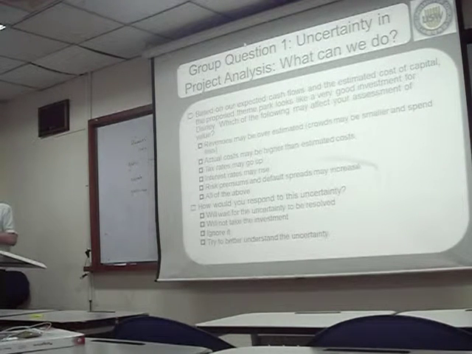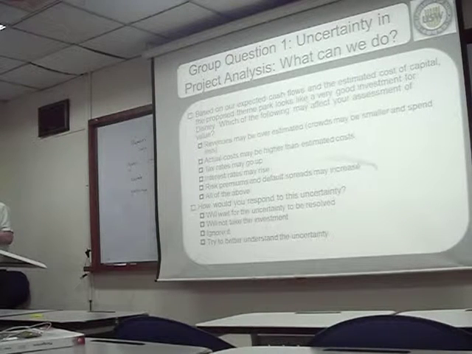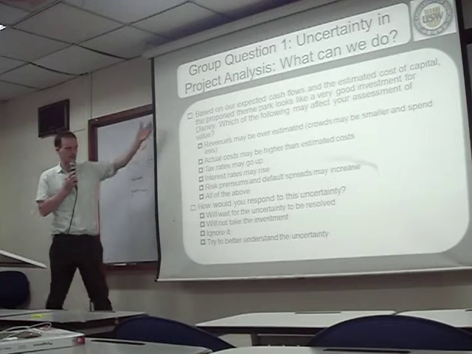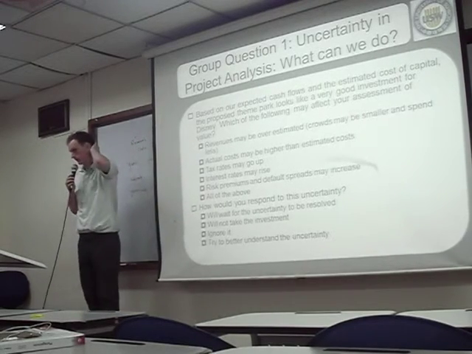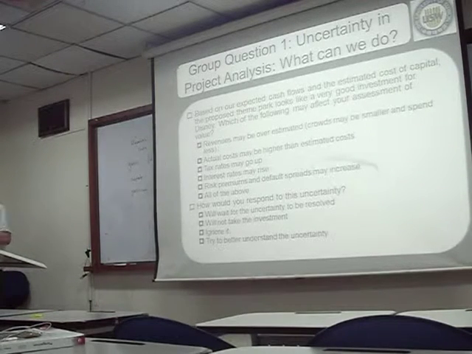Okay, do you understand uncertainty? Uncertainty means we're not sure. These are just guesses. So based on our expected cash flow, which means cash coming in, cash going out, mainly revenues and costs, okay? And the estimated cost of capital, the proposed theme park looks like a very good investment for Disney. Which of the following might affect your assessment of value? So look at this list and answer the question. Okay? So read the list and answer the question.